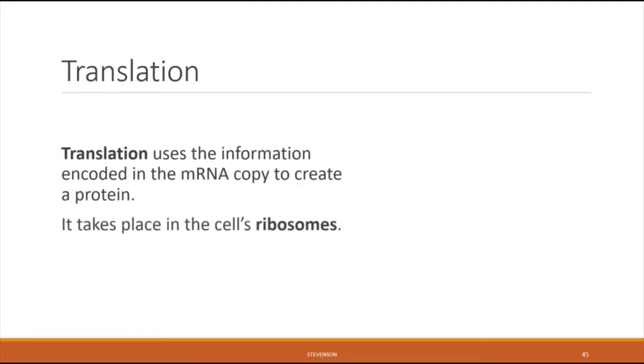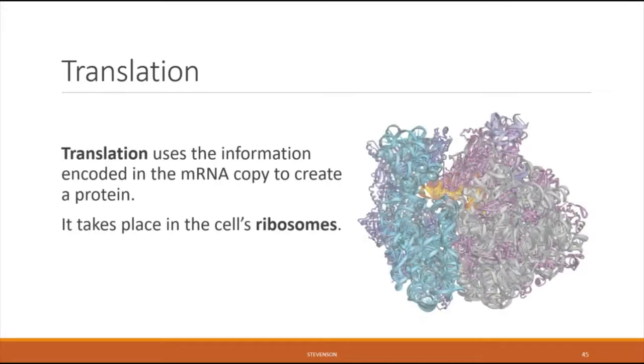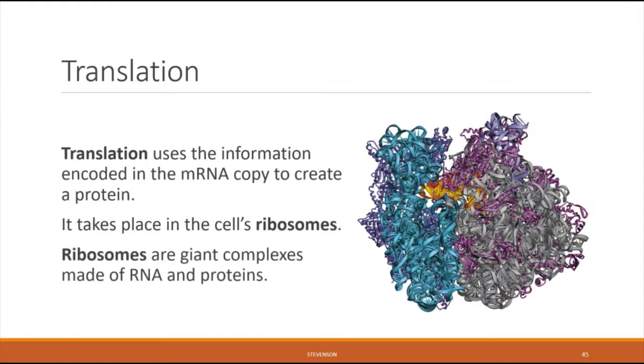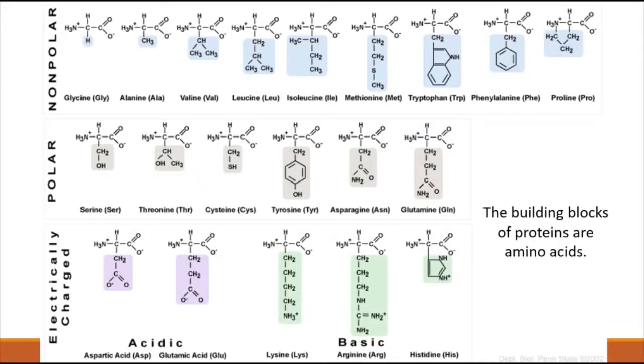This all happens inside of the cell's ribosomes, which we learned previously were the structures in the cell responsible for making the proteins, and now we're going to learn how that happens. Ribosomes are giant complexes that are themselves actually made of RNA and protein, and their job is to receive the incoming RNA and turn it into protein. Proteins, as we learned before, are made up of building blocks called amino acids. They are one of the 4 macromolecules, and their monomers are the amino acids, of which there are 20.